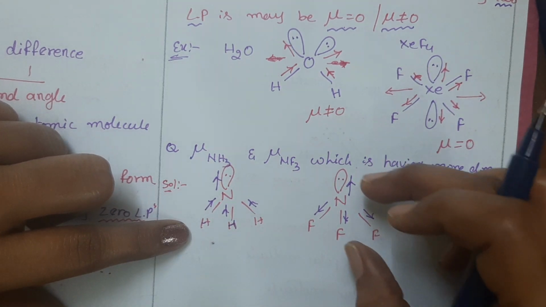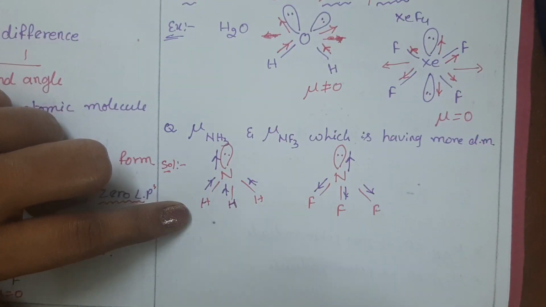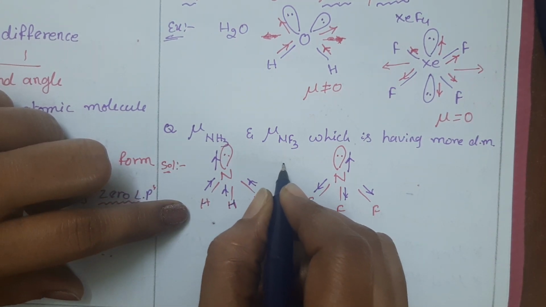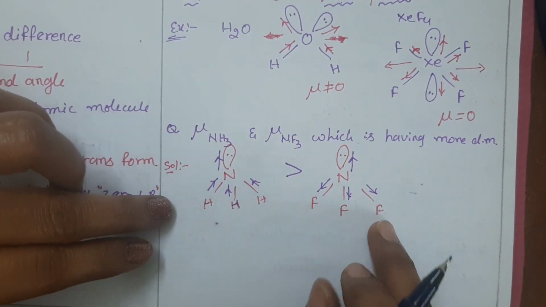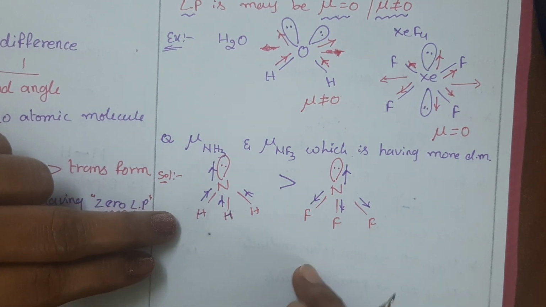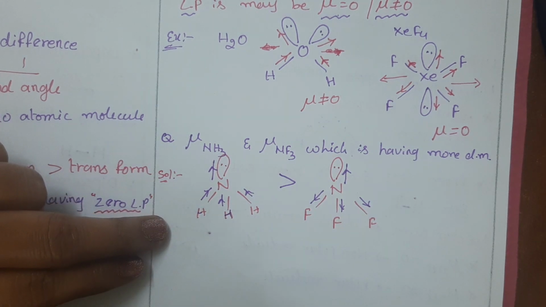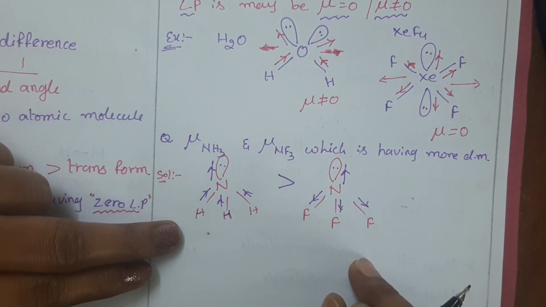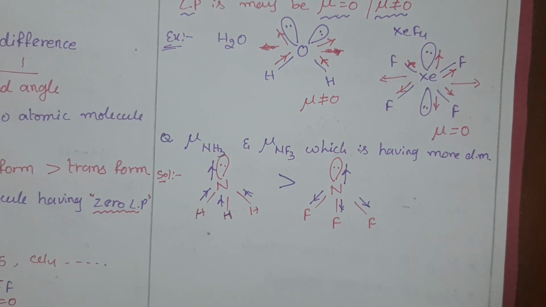And in NF3, these two dipole moments will get cancelled because of the opposite direction. So that's why NH3 dipole moment is always greater than that of NF3. Both have the same number of atoms and the same number of lone pairs. But due to the additive effect, NH3 is having more dipole moment than NF3. Here additive dipole moment takes place, and here subtractive dipole moment takes place. So it is about the dipole moment.